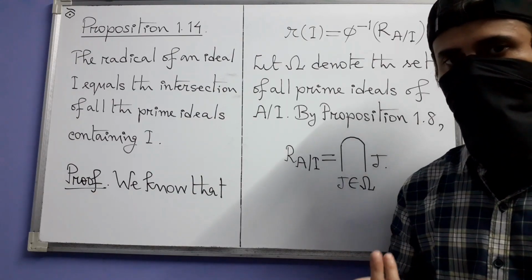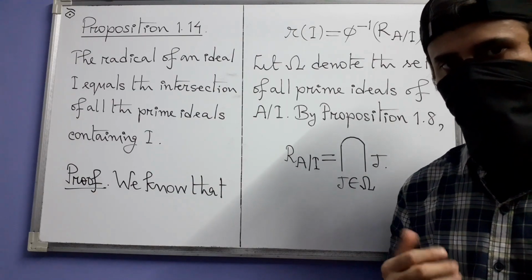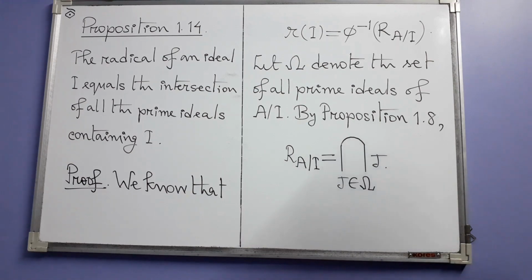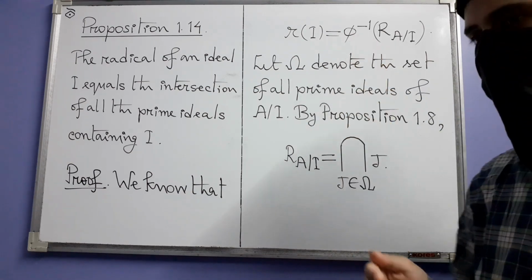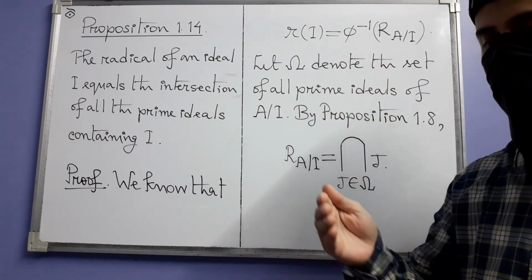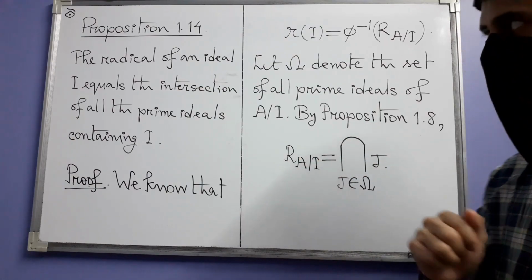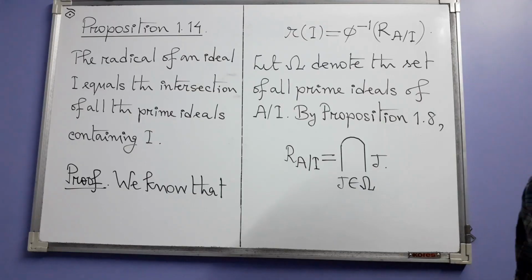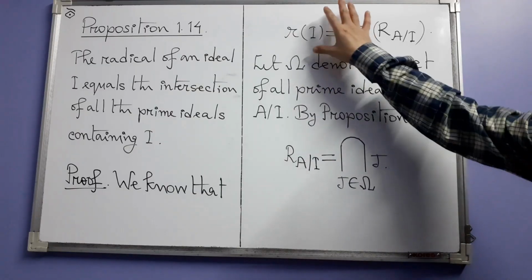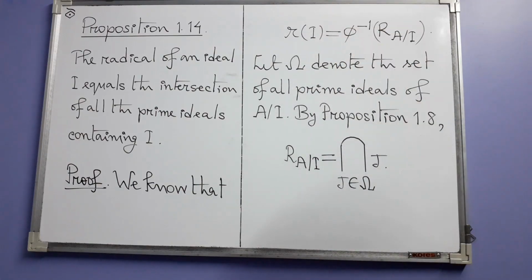It is the nil radical of A/I. We already know that it's an ideal. And what is phi? Phi is the natural homomorphism of A onto A/I. So that's how we have this relation. Alright, so let's just keep it here.